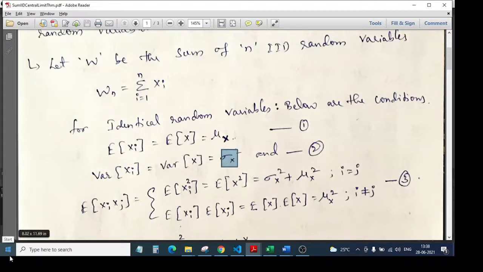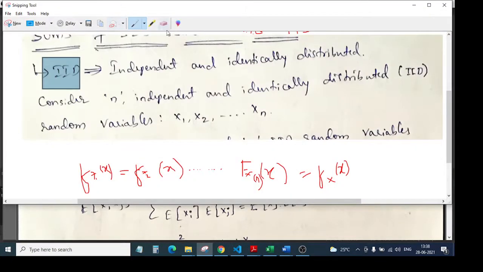Okay. Now let us say that we have two random variables, X1 and X2. Let me erase the whole thing.